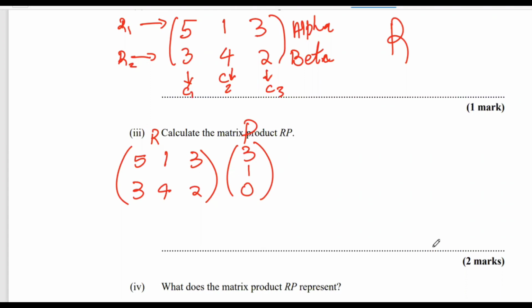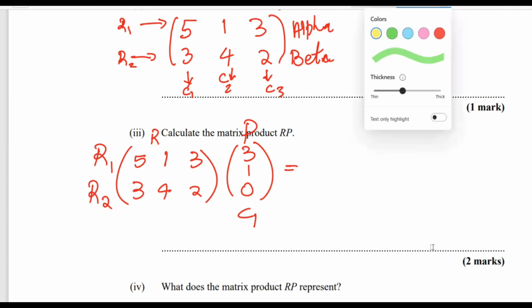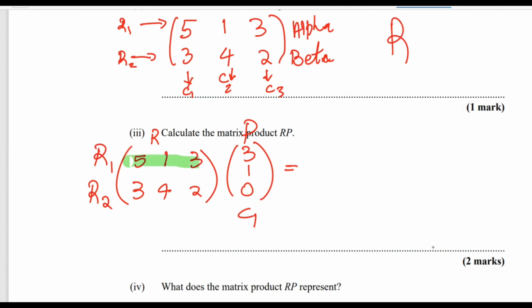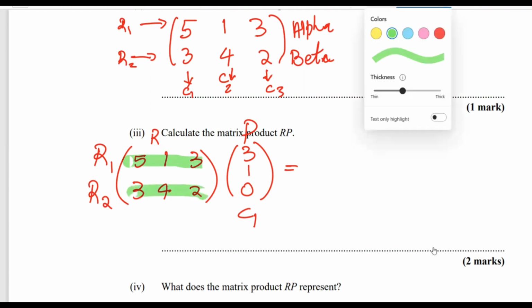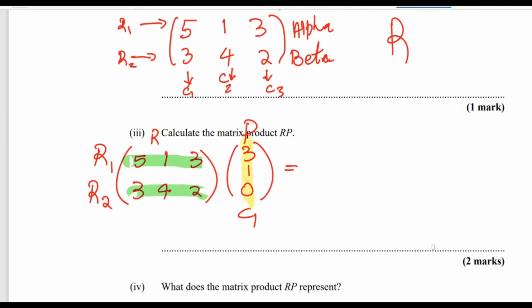Calculate the matrix product. So we're going to multiply. Remember, when you multiply, it's row by column, right? So what we're going to have is row 1 will multiply, so let me highlight row 1. Then we have row 2. And then this is just one column, column 1. So we could look at row 1, row 2, and then column 1.